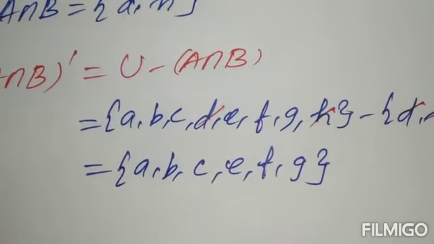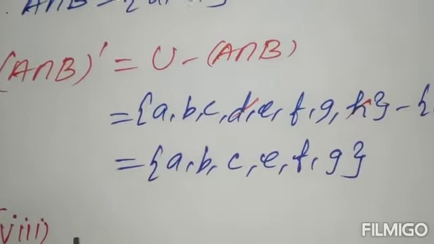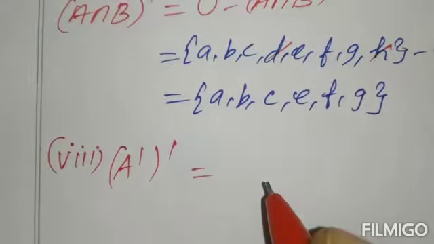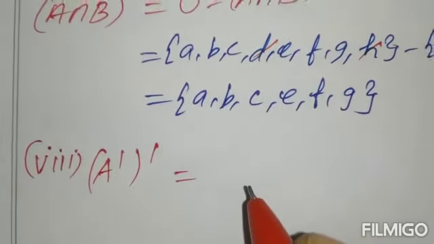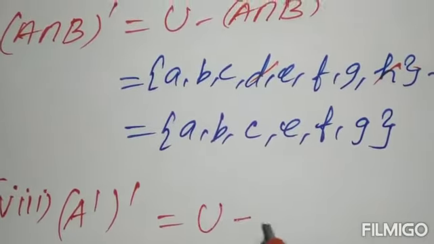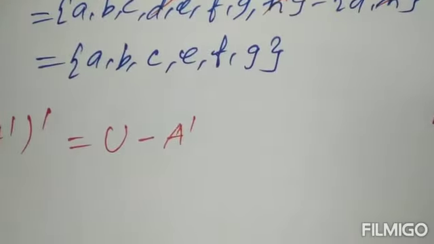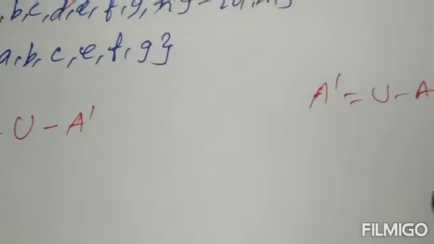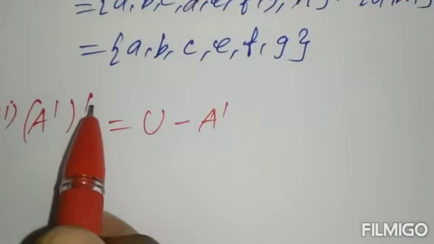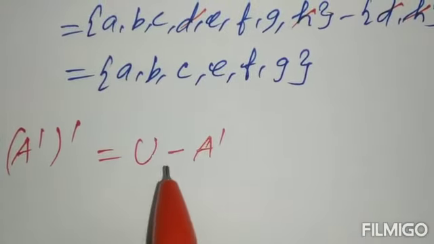Then the eighth one is A complement the whole complement. You know the formula for A complement, that is U difference A. If you need A complement the whole complement, we have to take the difference of A complement from U. So A complement means U difference A. Whatever the complement, we have to subtract from the universal set.